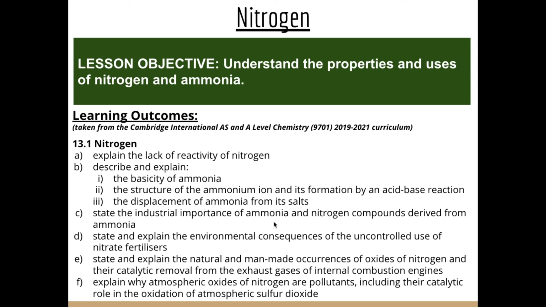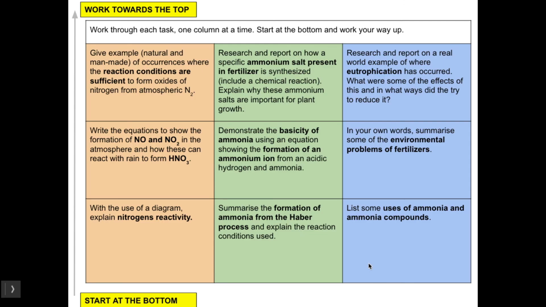Stated the industrial importance of ammonia and nitrogen compounds derived from ammonia. State and explain the environmental consequences of the uncontrolled use of nitrate fertilizers. State and explain the natural and man-made occurrences of oxides of nitrogen and their catalytic removal from the exhaust gases of internal combustion engines. And we've explained why atmospheric oxides of nitrogen are pollutants, including their catalytic role in the oxidation of atmospheric sulfur dioxide. We'll look at this in a bit more detail in the next lesson that's looking at sulfur.